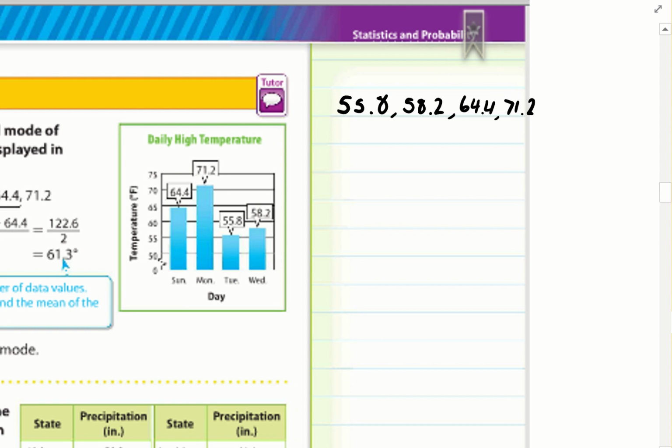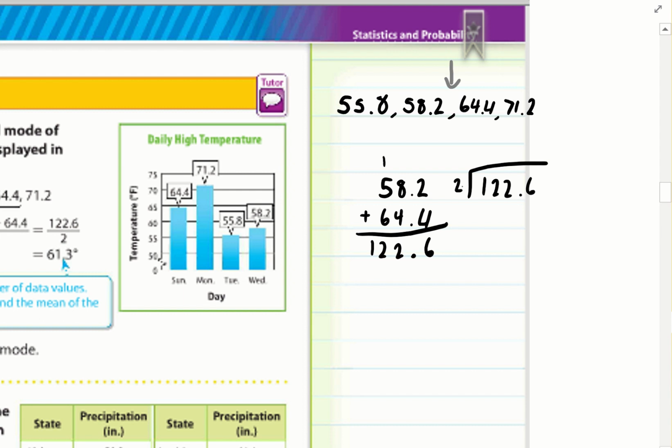Now, if you notice, I have to find the median, so I have to find the number that's in the middle. And the number that's going to be in the middle is going to be in between 58 and 2 tenths and 64 and 4 tenths. So I take both of those numbers and add them together. I'm actually going to find the mean. I'm going to divide by 2 because I have 2 numbers. So 122 and 6 tenths divided by 2, and I get 61 and 3 tenths.